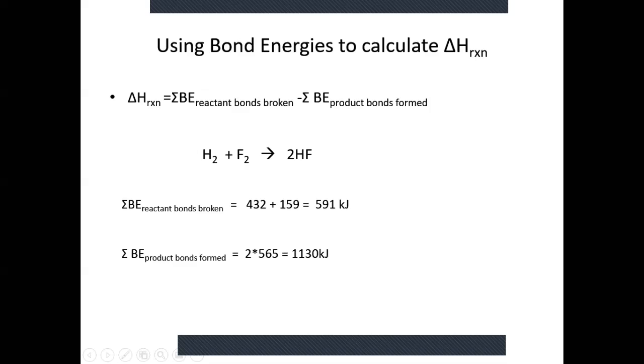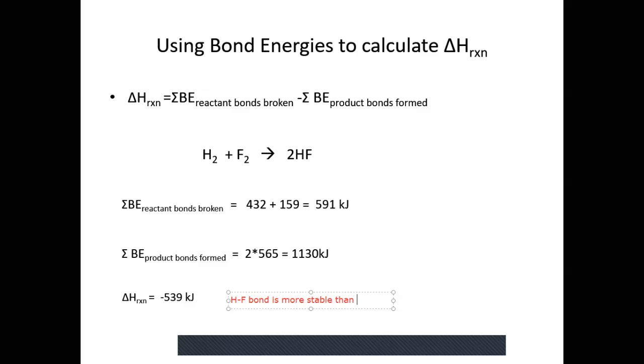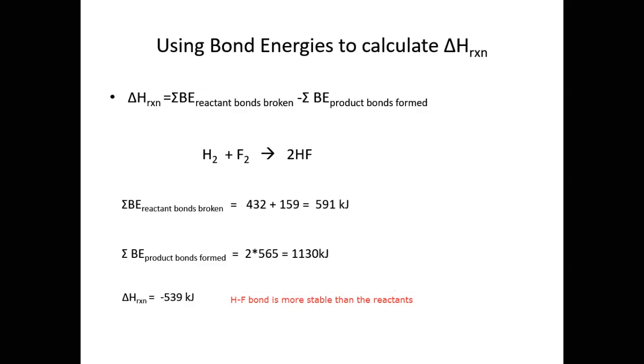Now, for bond energies, it's reactants minus products, and we get negative 539. And this tells us that the HF product is more stable than the reactants, because it's exothermic. And that's how you calculate the delta H from bond enthalpies. Let's look at another example.